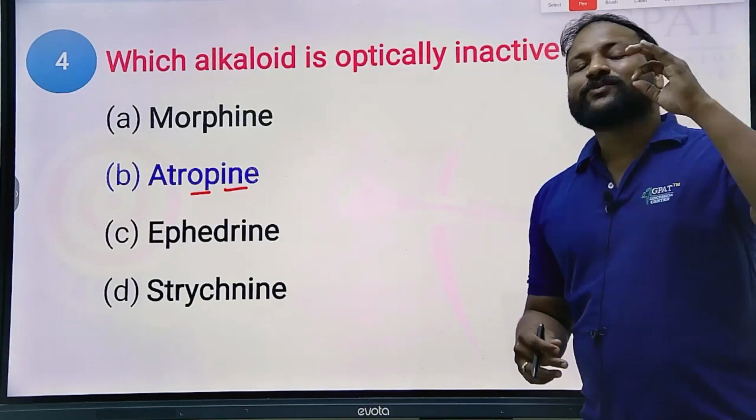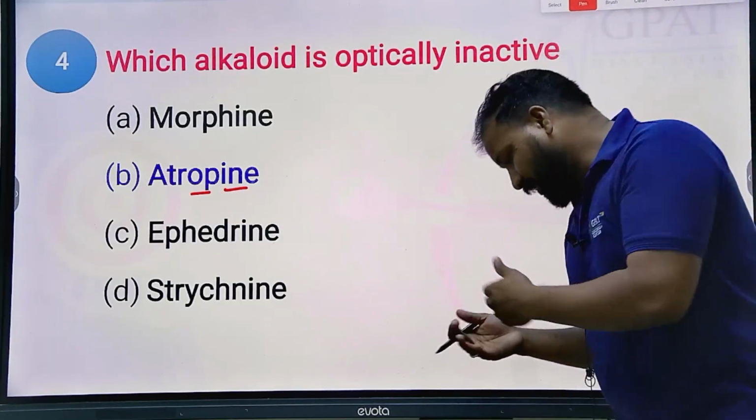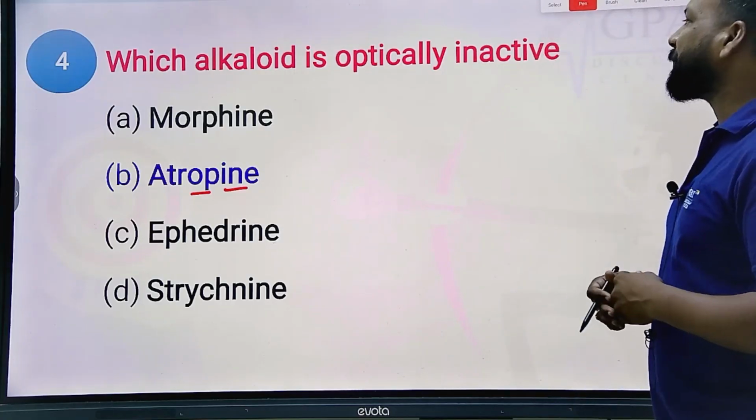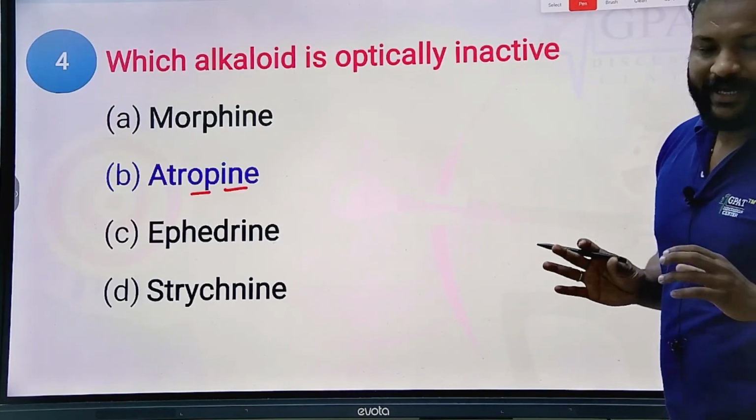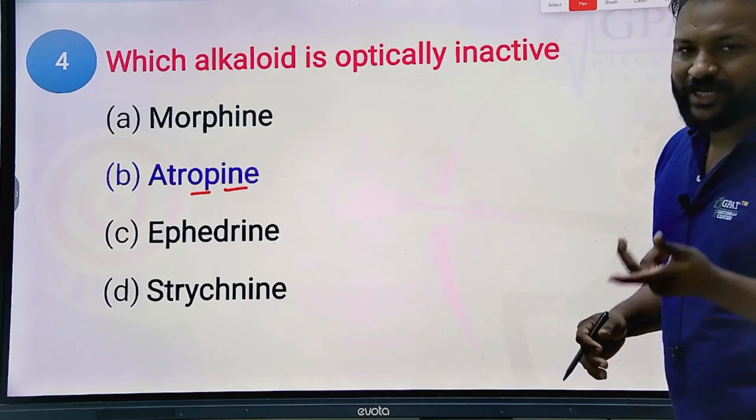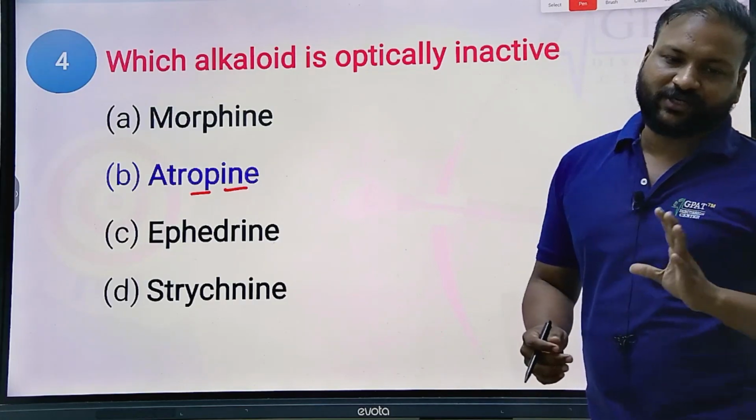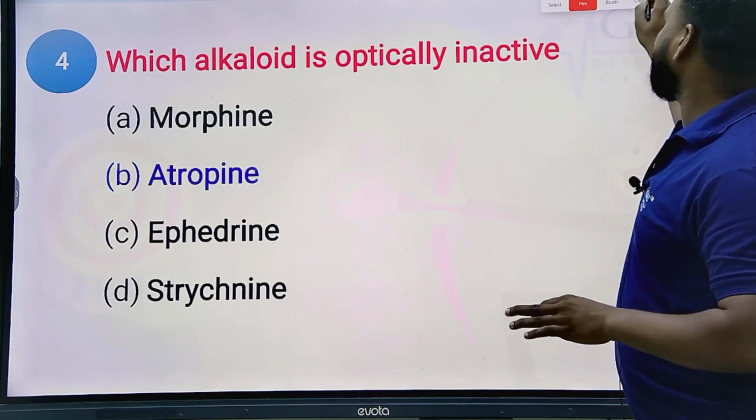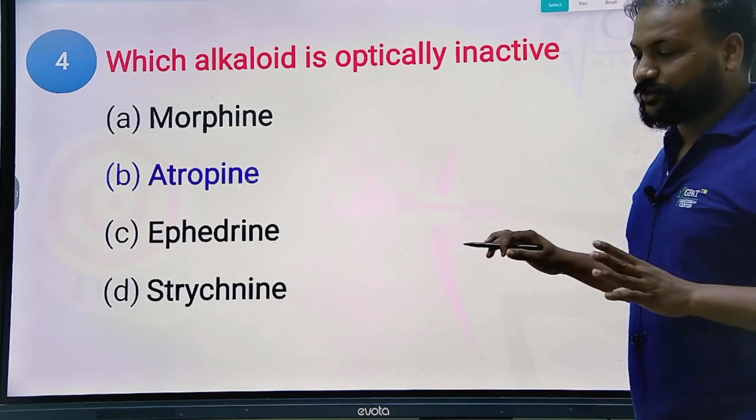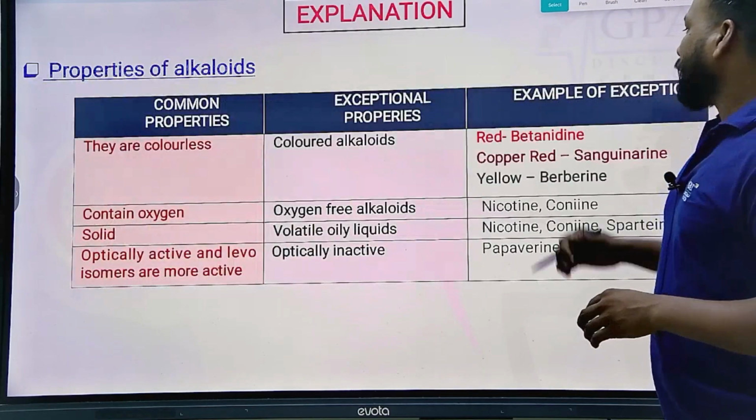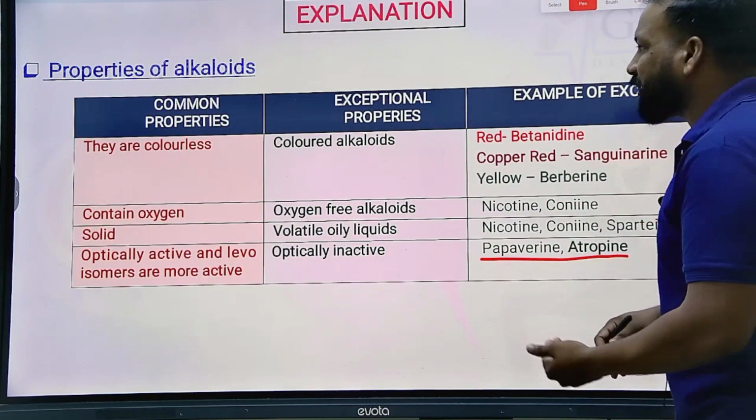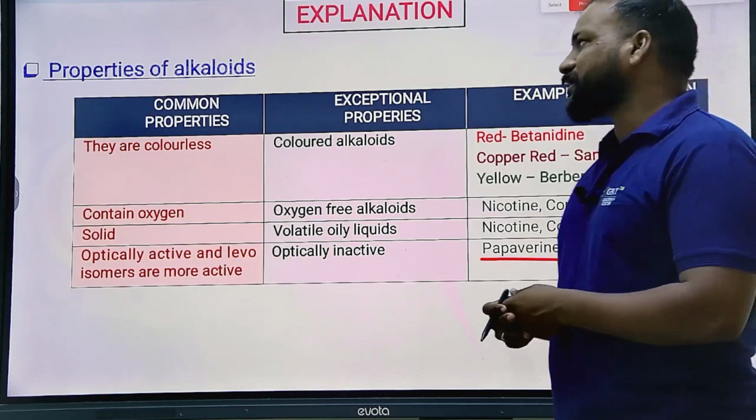This is one of the important properties of alkaloids. Atropine and papaverine are optically inactive. The remaining are optically active; they exhibit optical rotation, either levorotatory or dextrorotatory. Clear? That's it. The next question, and do comment your answers. Don't forget. Papaverine and atropine, and we should also check the other exceptional characteristics.